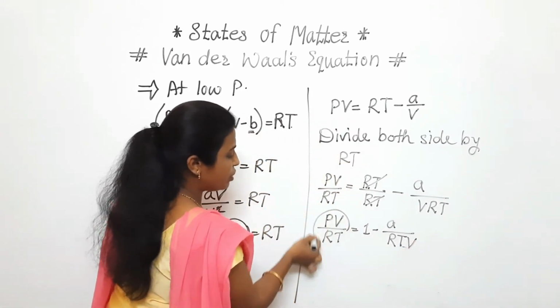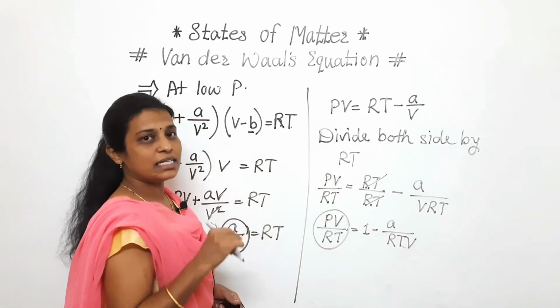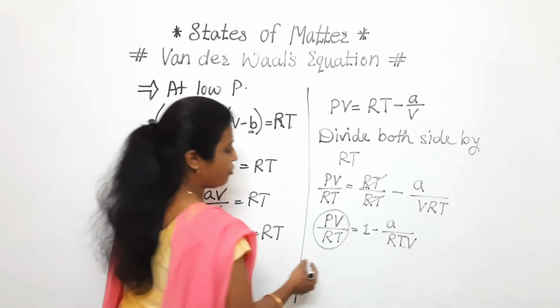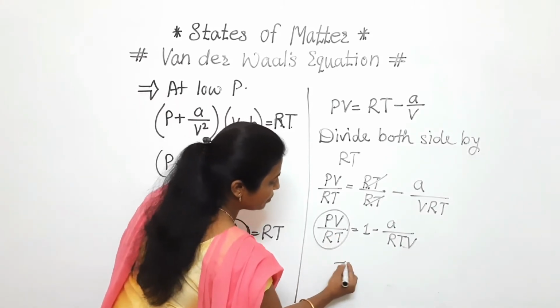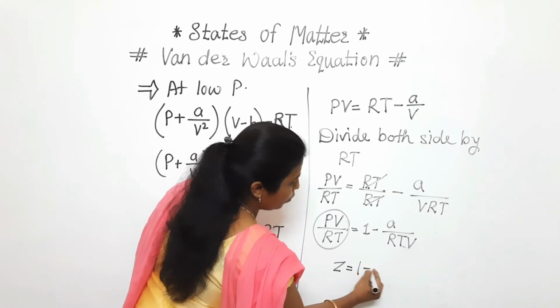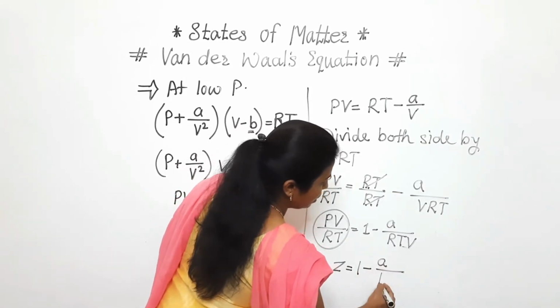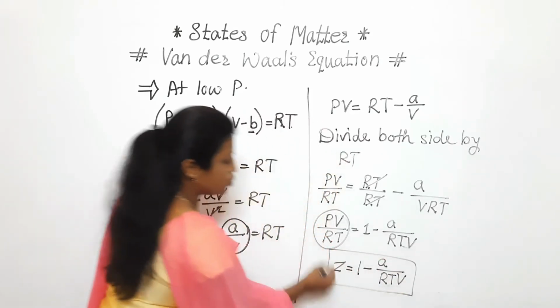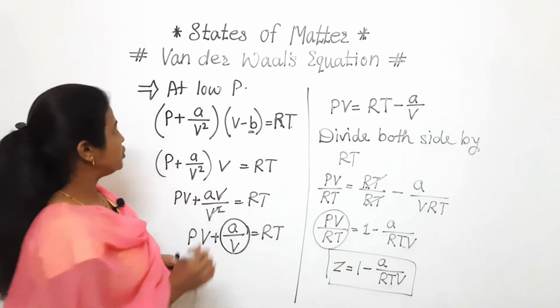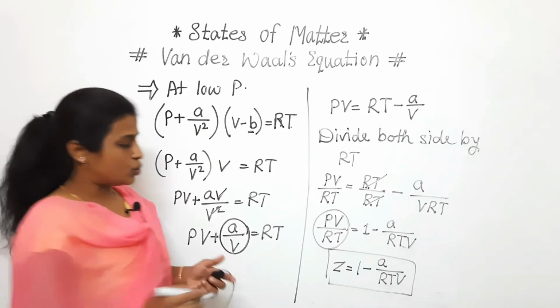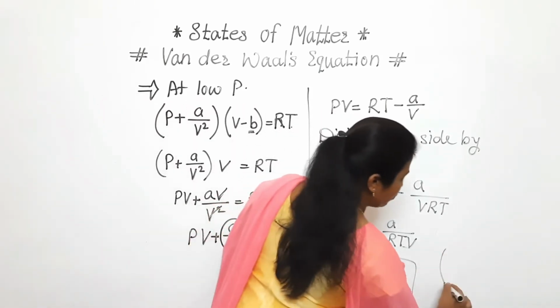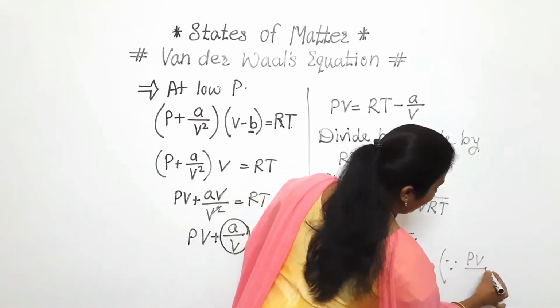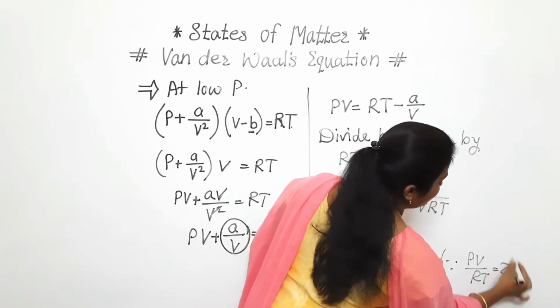As we know, PV divided by RT is the Z, that is the compressibility factor. So that equation will become Z is equal to 1 minus A divided by RTV. Hope everyone understood what the van der Waals equation is at low pressure. So here Z is from PV by RT is equal to Z.